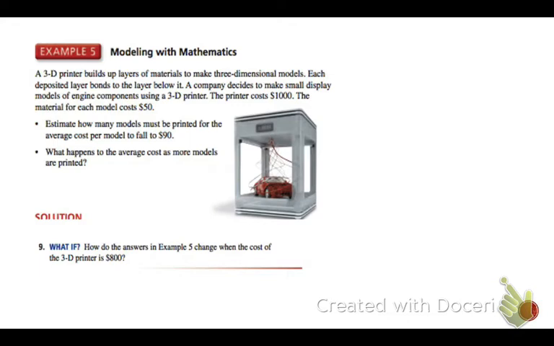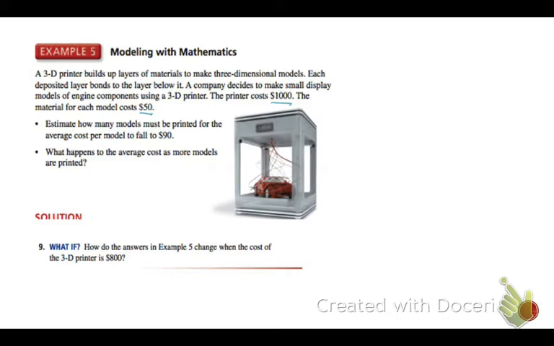The printer cost $1,000 and the material for each model costs $50. Estimate how many models must be printed for the average cost per model to fall to $90. So let's look at what we know. We know that the printer cost $1,000 and that the material for each model costs $50. We need to set up an equation to show the average cost per model.